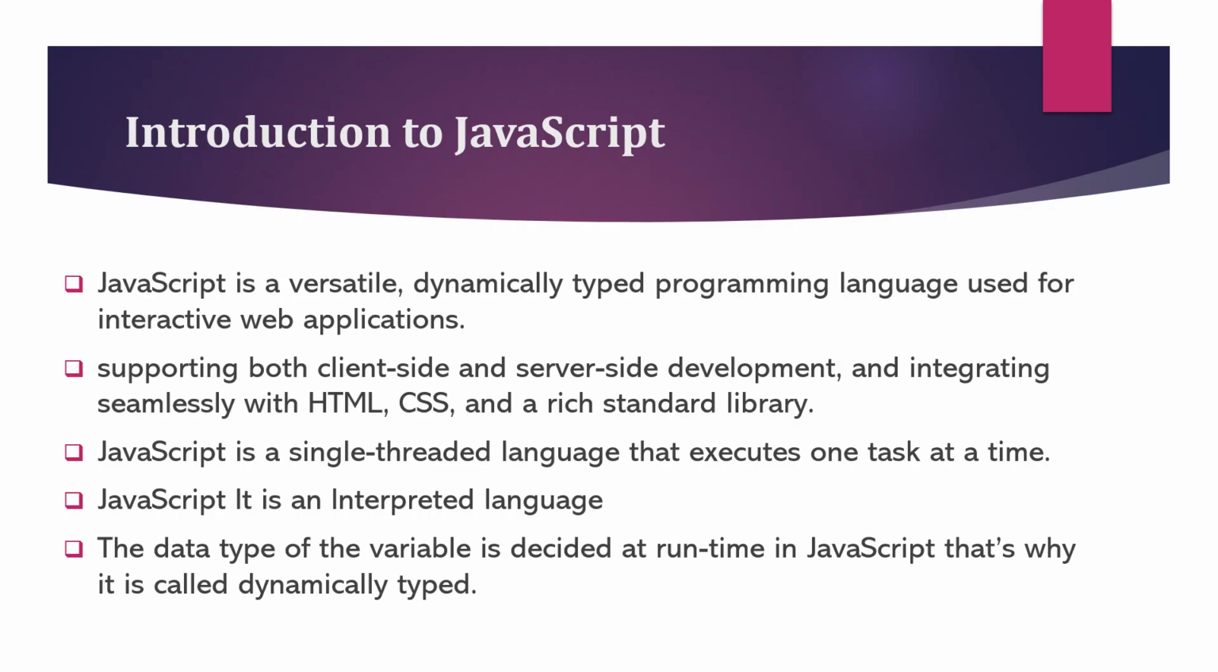JavaScript is an interpreted language, which means it executes the code line by line. The data type of the variable is decided at runtime in JavaScript. That's why it is called a dynamic type.